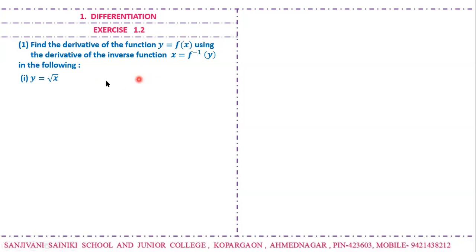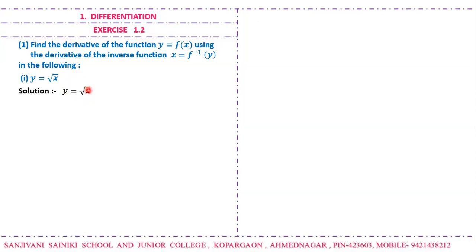We have not been asked to find the derivative of the function directly. What they ask is, firstly we have to find its inverse function, then we will find the derivative of the inverse function, and then using the formula for the derivative of the inverse function, we will find the derivative of the original function. Now what is given? y is equal to root x. So we have to write the given expression in terms of x. Here y is written in terms of x.